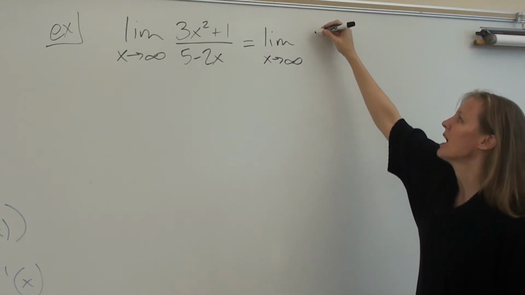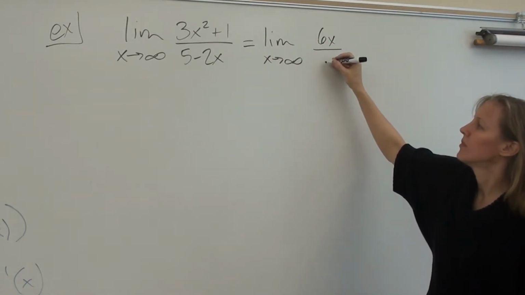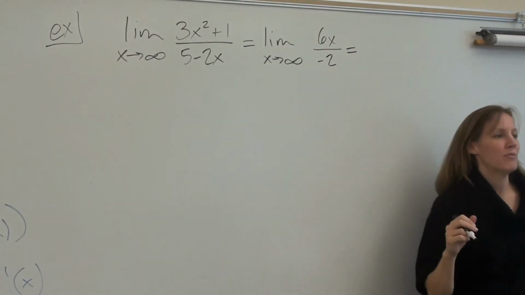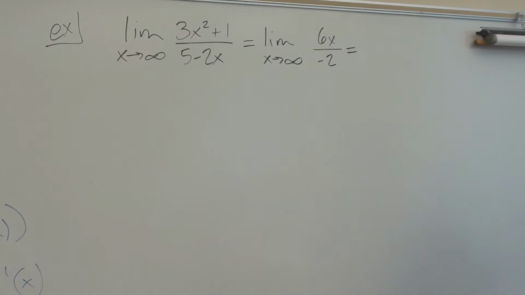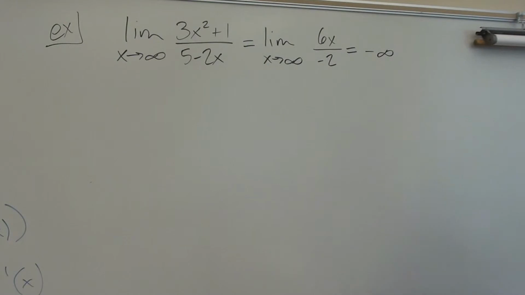So what's the derivative of the top? 6x. What's the derivative of the bottom? -2. So now, if I plug in the infinity, what do I get? Infinity over -2, which actually means it's going to be negative infinity, right? Signs do affect infinity.